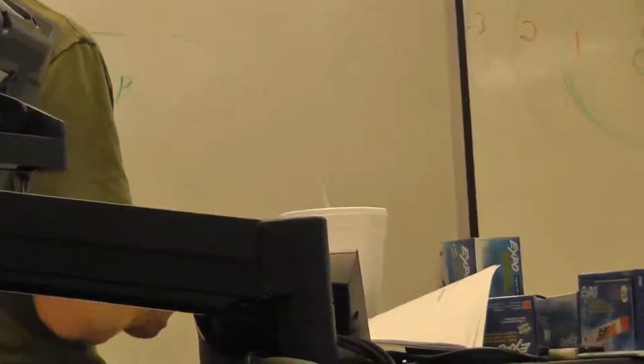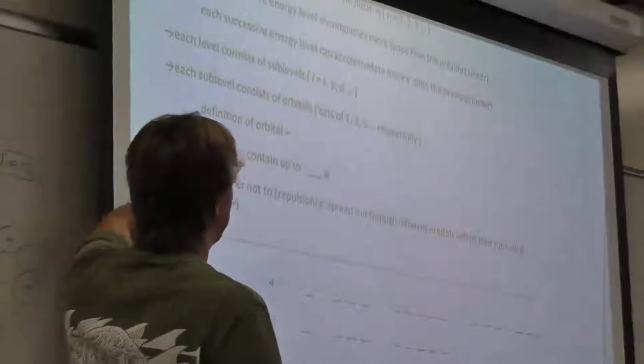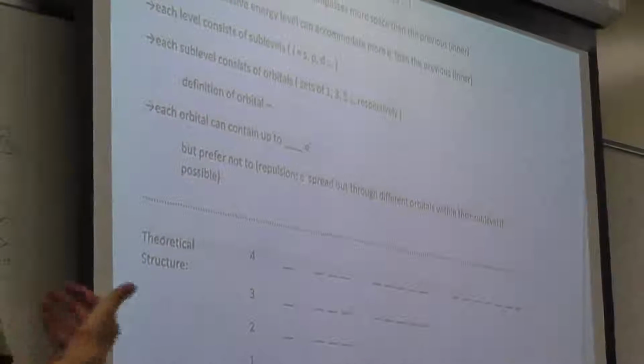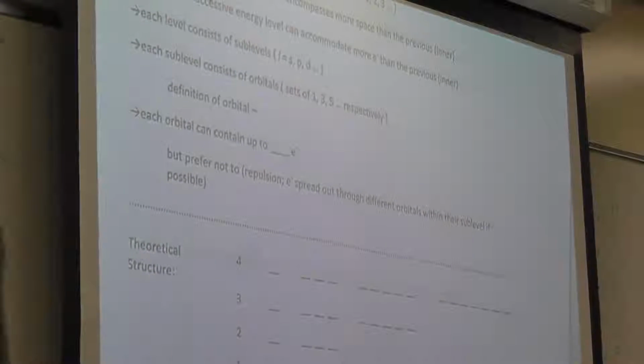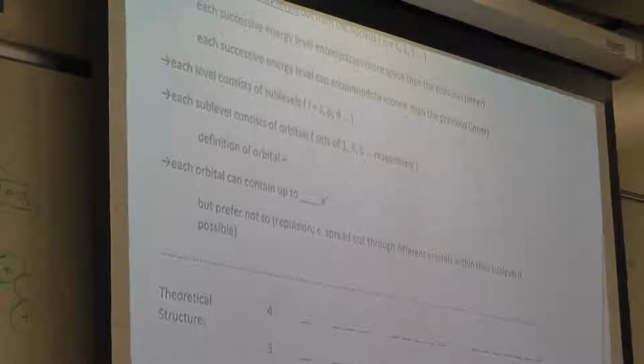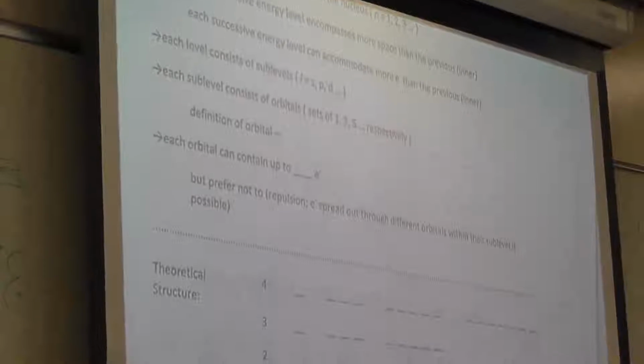Now, here's the thing about filling P, D, and F orbitals that we didn't have to worry about when we were doing S. And that's this fourth rule, where each orbital can contain up to 2 electrons, but prefer not to. Because electrons being what they are, they're all negative, and negatives repel each other. And so it's better for them to spread out as much as they can, as much as it's possible, and not pair up unless it's absolutely necessary.